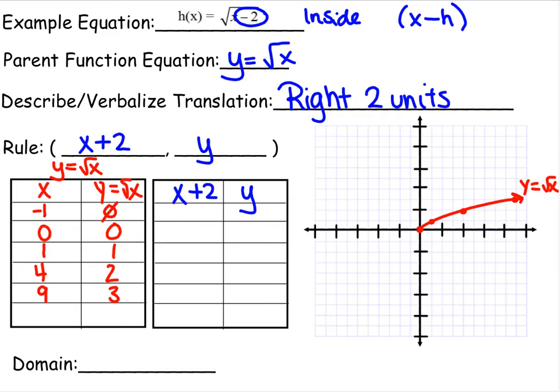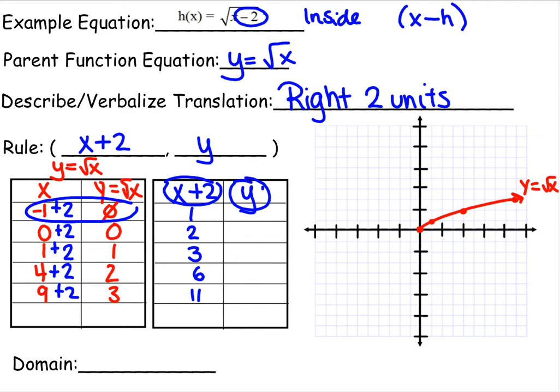Now let's find the ordered pairs for the h of x function. Our rule says that we are going to add 2 to all of our x values. So we head over to our original t-chart. 0 plus 2 is 2. 1 plus 2 is 3. 4 plus 2 is 6. 9 plus 2 is 11. Now our y values, we don't have any translation, so all of these numbers just stay as they are. Now remember this guy here, we don't have to worry about it.